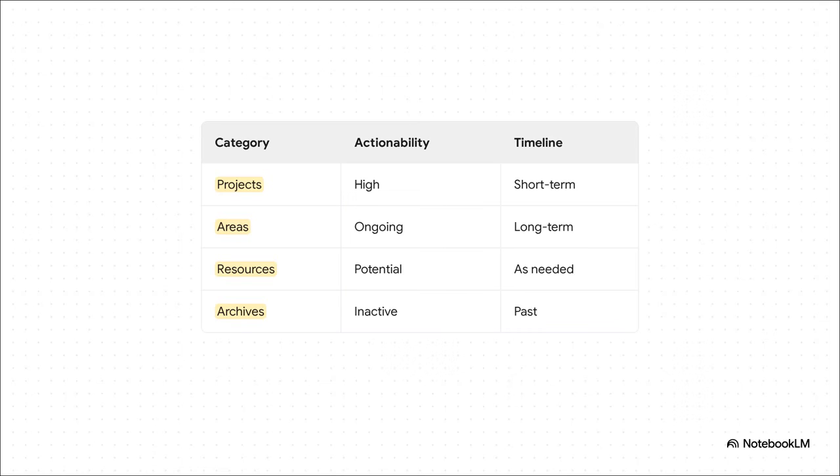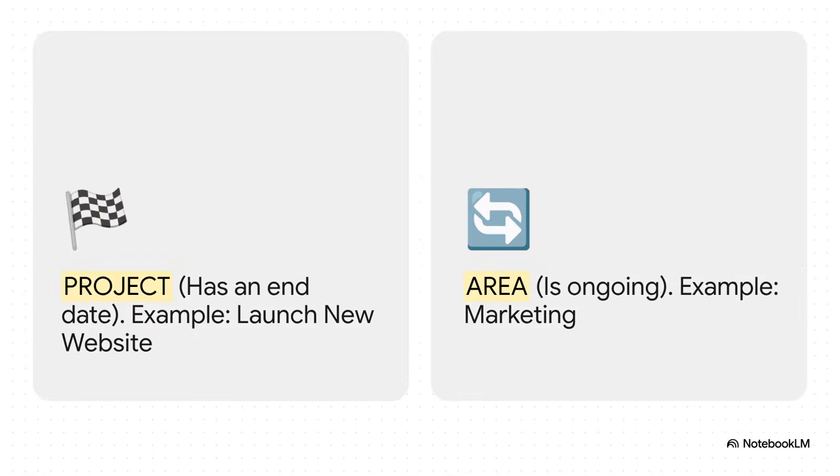It's that simple. Okay, so this is the number one spot where people get a little tripped up. So let's make it crystal clear. Planning a specific vacation to Italy, that's a project. It has a start date and an end date. But travel as a general part of your life, that's an area. Running a specific 5K marathon is a project. Health and fitness is the ongoing area.